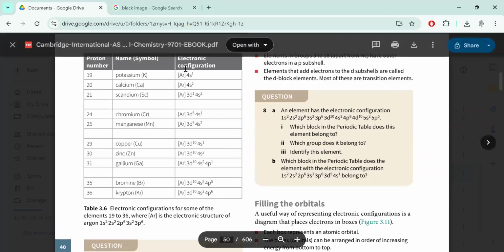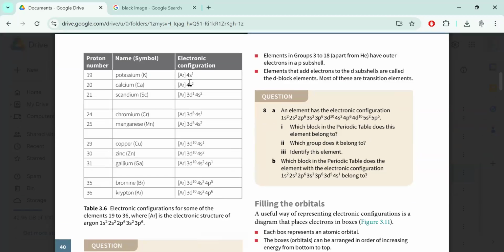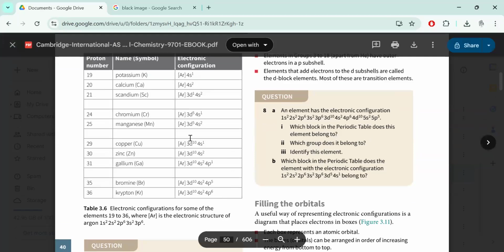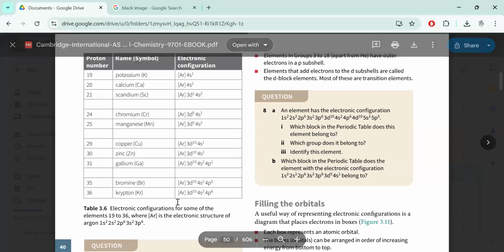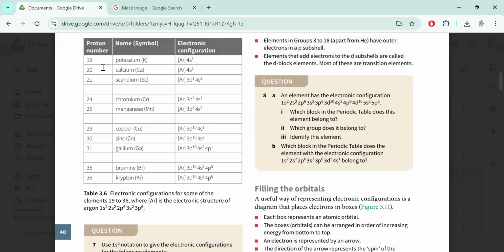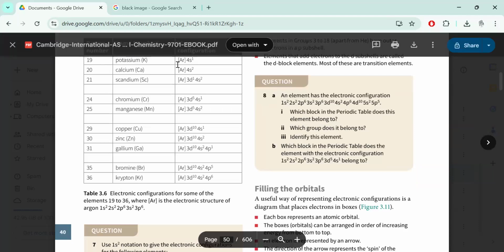You can see that the noble gas closest to them is argon, so we write argon for these different ones. You don't have to write this lengthy electronic configuration. It just makes things neat and simpler. So you just write the closest noble gas and then write the additional electrons. For example, potassium has atomic number 19. The closest noble gas would be argon, which is 18. So we have an additional electron, which is 4s1. We just write argon 4s1, so 18 plus 1 still equals 19.